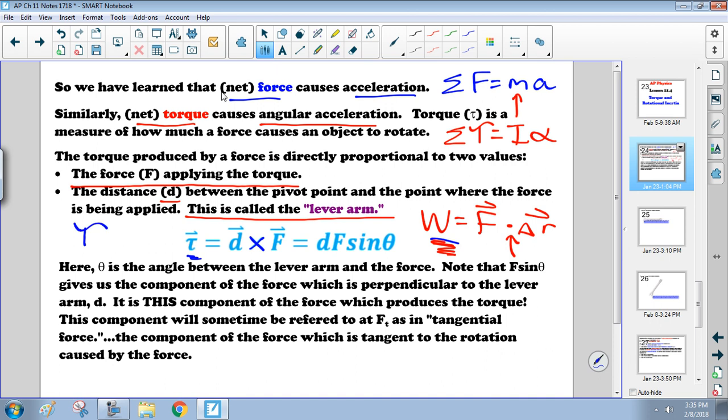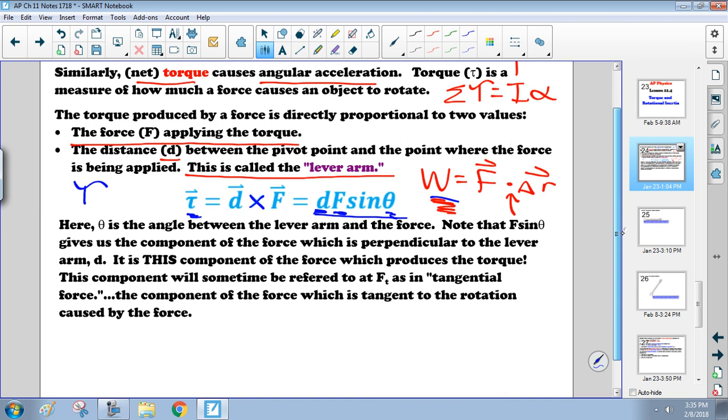Okay? So a lot of times books give this equation, d F sine theta. So d is the length of your lever arm, F is the magnitude of the force, and theta is the angle between those two vectors. All right? I don't tend to do it that way. The way that I prefer to do it is this.